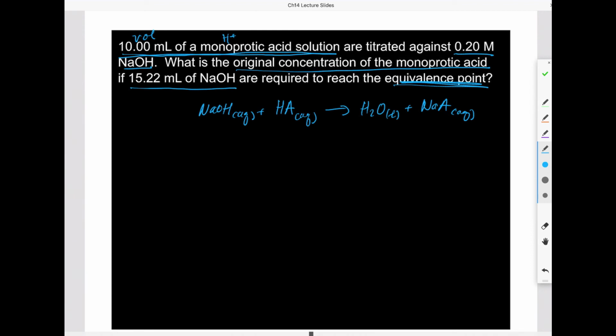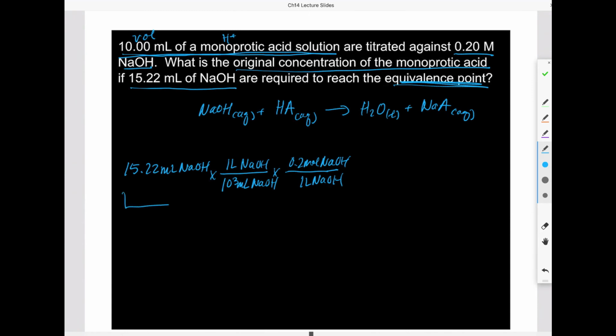So now I'm going to start with my 15.22 mL of NaOH, and then I am going to convert that to liters. And then I'm going to get to moles, because again, that's our key here. So 0.2 moles of NaOH for every 1 liter of NaOH. So at this point, up through here, what we have calculated is the number of moles of NaOH added.